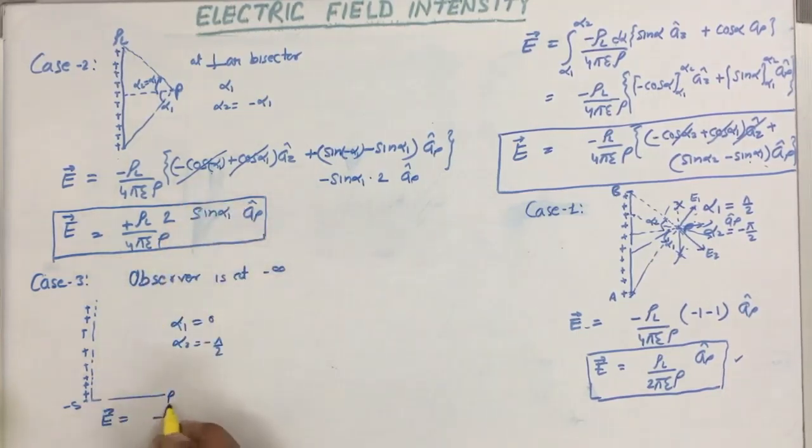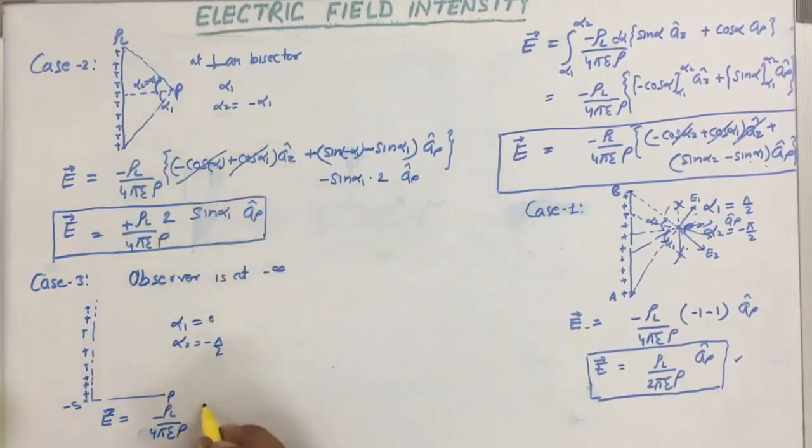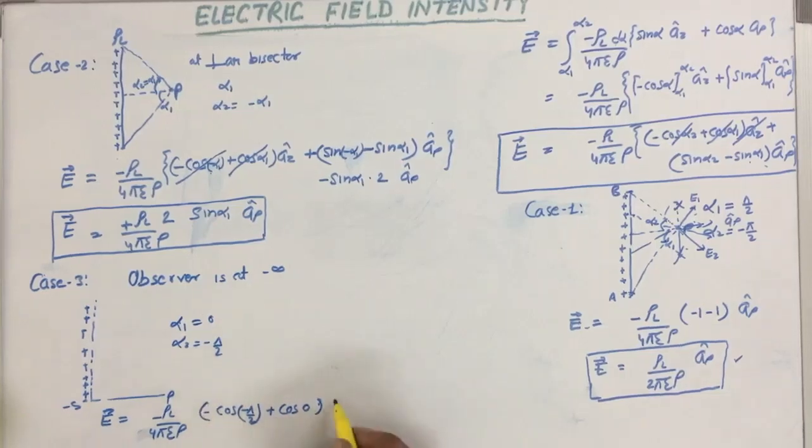So E will be equal to minus rho L divided by 4 pi epsilon rho, minus cos alpha 2 plus cos alpha 1 in the direction of AZ.